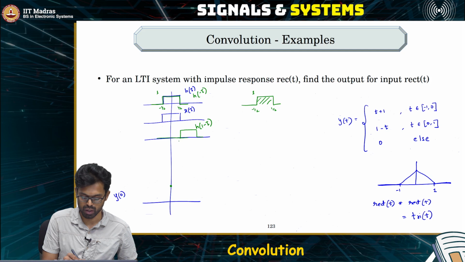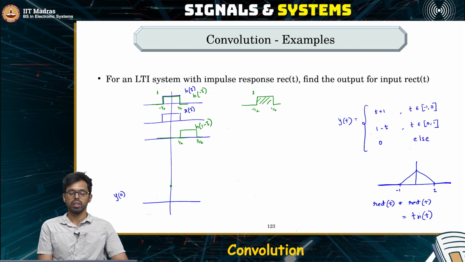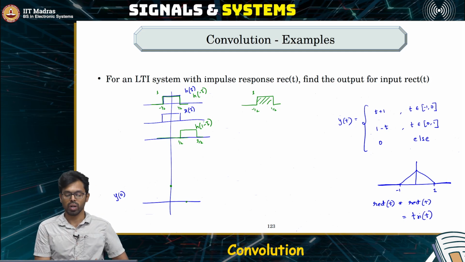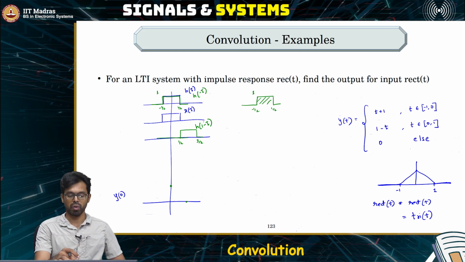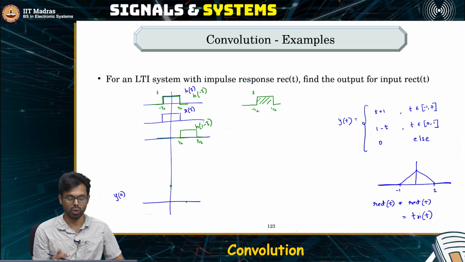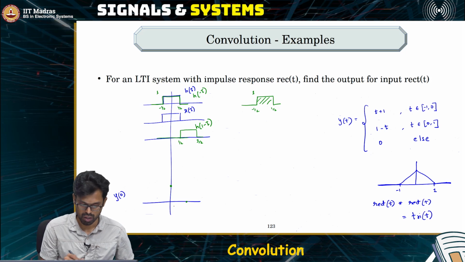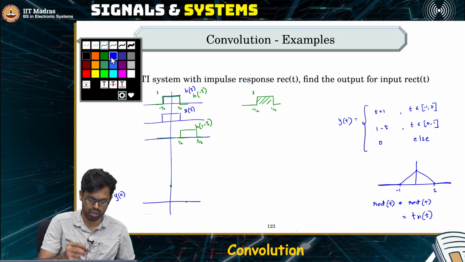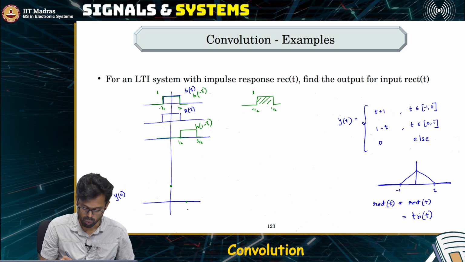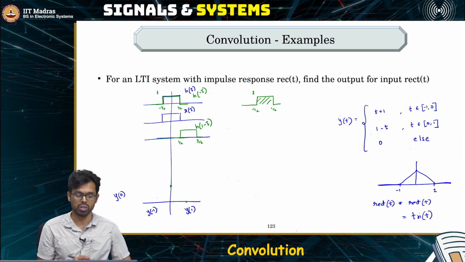here, where we have half 3 by 2. What is the product here? It is 0. So what is the overlap here? The overlap is 0 because the product of x of tau and h of 1 minus tau is 0. They do not have any overlap. So the product is 0. Similarly, y of minus 1 is also 0.